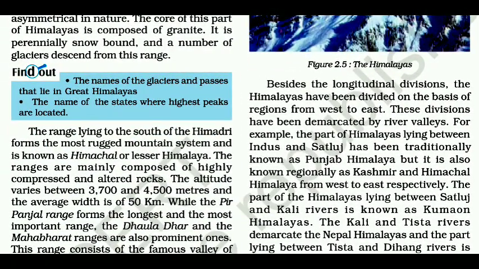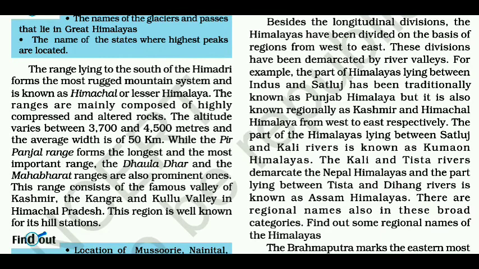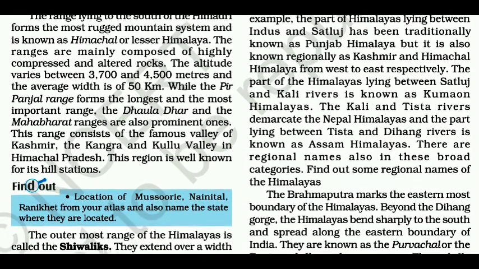Besides the longitudinal divisions, the Himalayas have been divided on the basis of regions from west to east. These divisions have been demarcated by river valleys. For example, the part of Himalayas lying between Indus and Satluj have been traditionally known as Punjab Himalaya, but it is also known regionally as Kashmir and Himachal Himalaya from west to east respectively. The part of the Himalayas lying between Satluj and Kali rivers is known as Kumaon Himalayas. The Kali and Tista rivers demarcate the Nepal Himalayas, and the part lying between Tista and Dihang rivers is known as Assam Himalayas. There are regional names also in these broad categories. Find out some regional names of the Himalayas.